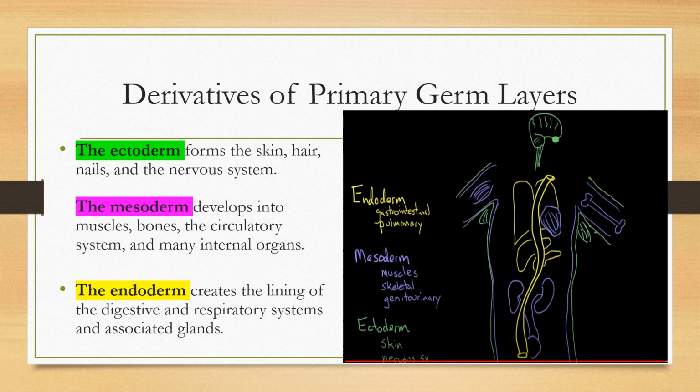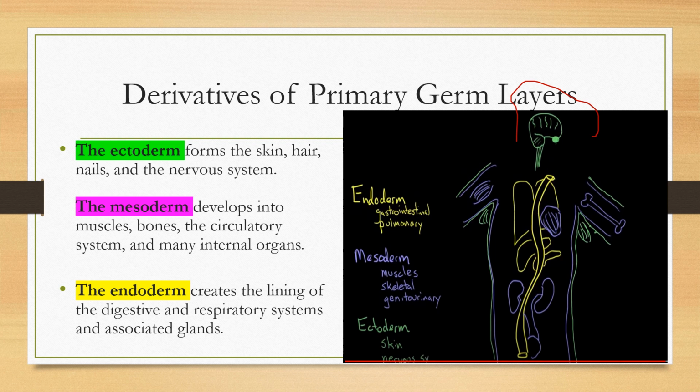So let's look at the derivatives of the primary germ layers. The ectoderm, here is a drawing in green, and you can see that the ectoderm forms the skin, the nails, and the nervous system. And the mesoderm, which is the middle layer, it forms our muscles. You can see the muscles, the bones, the circulatory system, and many of our internal organs. You can see in purple, we have the kidney, the liver, the pancreas, and so on.